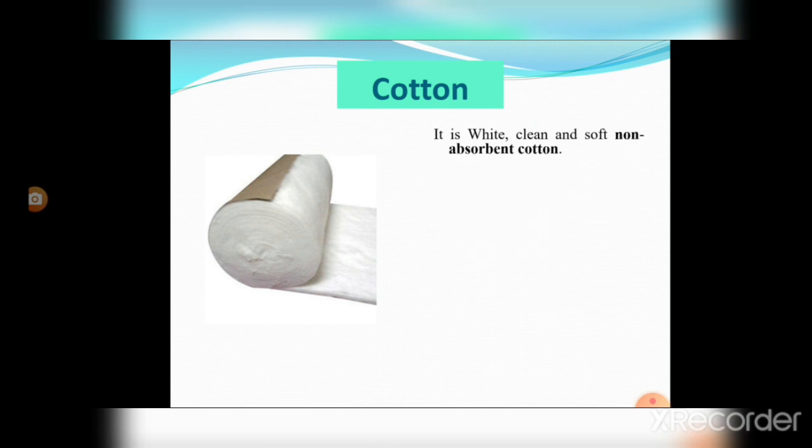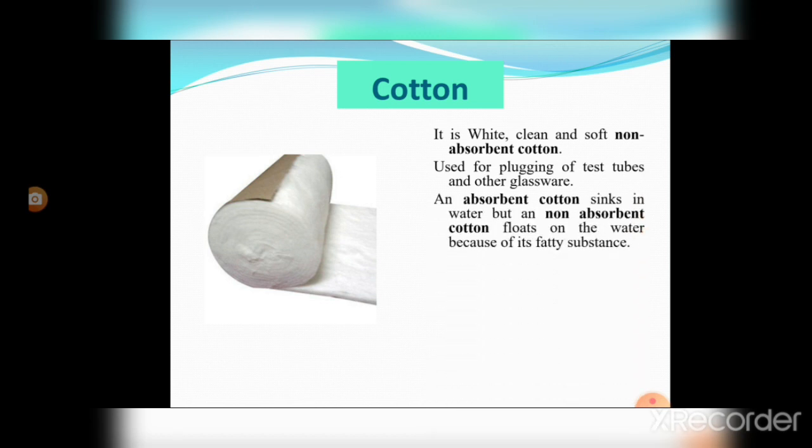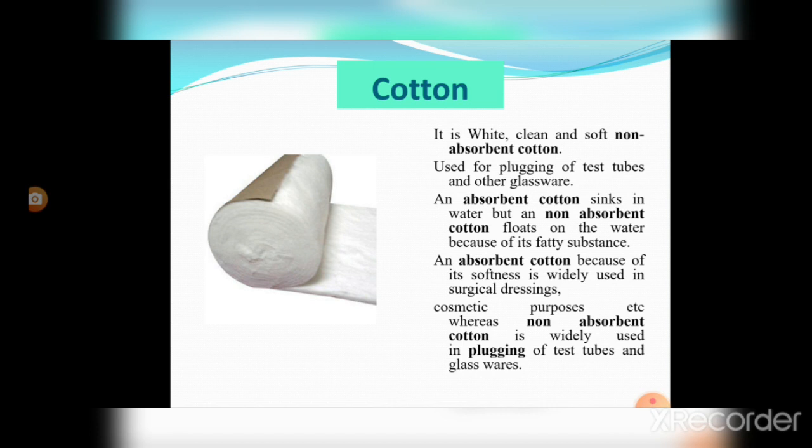Cotton. Now, it is a white, clean, and soft non-absorbent cotton used for plugging test tubes and other glassware. Absorbent cotton sinks in water, but non-absorbent cotton floats on water because it has fatty substances. Absorbent cotton, because of its softness, is widely used in surgical dressings, cosmetic purposes, etc. Whereas non-absorbent cotton is widely used in plugging of test tubes and glassware, especially in the microbiology laboratory.